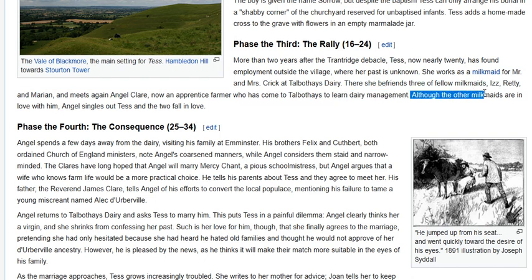Although the other milkmaids are in love with him, as Angel Clare is very handsome, Angel Clare singles out Tess and the two fall in love.